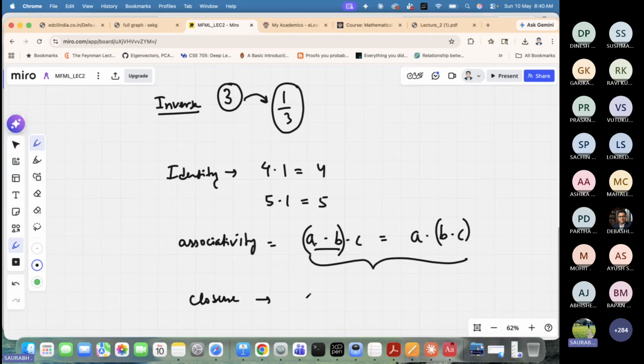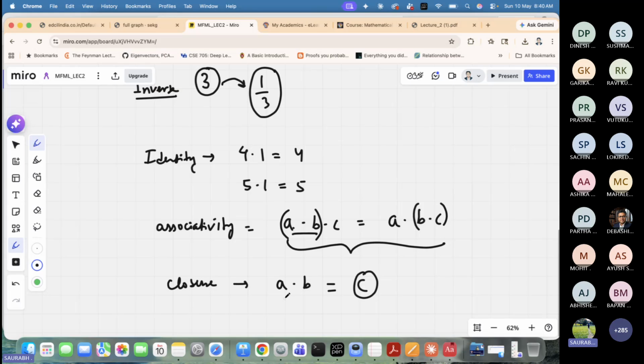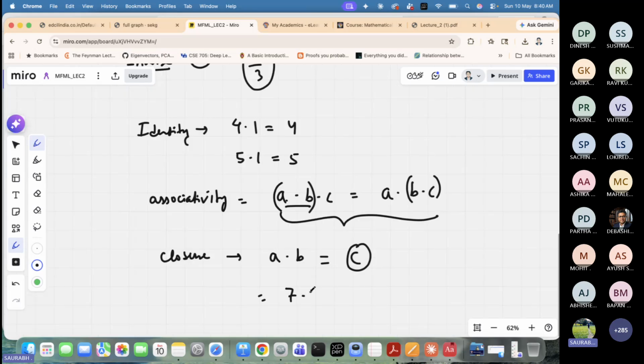Closure was just saying that when you combine two things and you get a third thing, this third thing has to be a part of the set itself. So let's say that you have 7 and 3, you get 21. 21 is a part of the set of integers, right? 21 itself is an integer. Why is it important? Think of psychology. We are living in a three-dimensional world. I'm going slightly towards something which might not be very intuitive to all of you. Think of all the operations that we are doing.